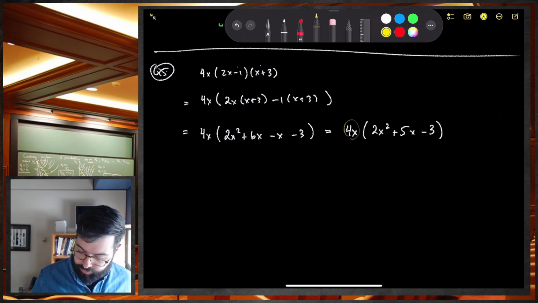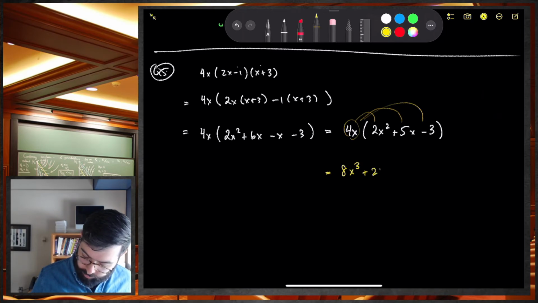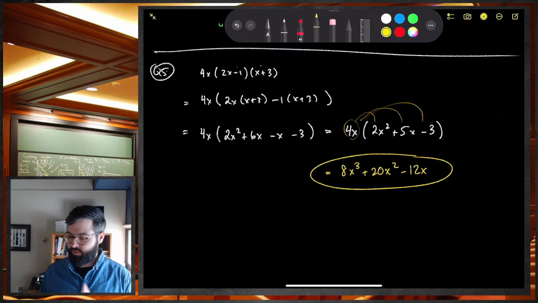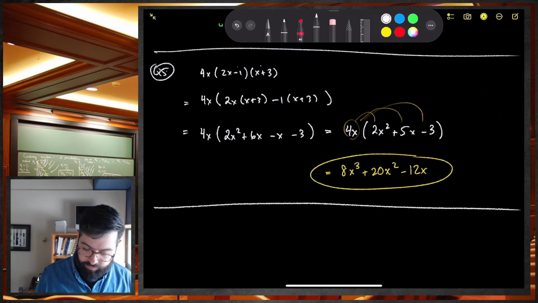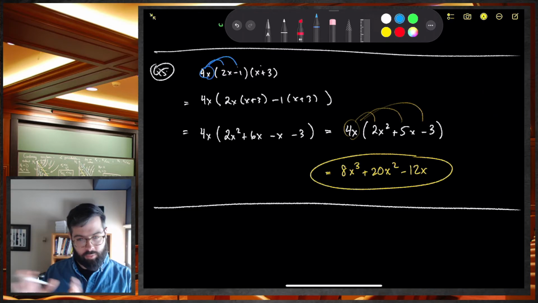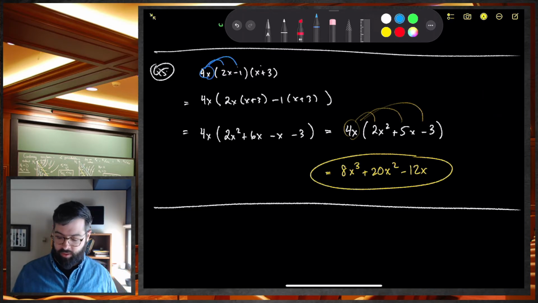And now I can distribute that 4x into everything, right? So we'll get 8x cubed plus 20x squared minus 12x. There's no more like terms, so that's as simple as it gets. Okay, you could have, again, because of the commutative property, you could have distributed this in first and then multiplied those two terms together, but it all needs to work out to be the same thing.